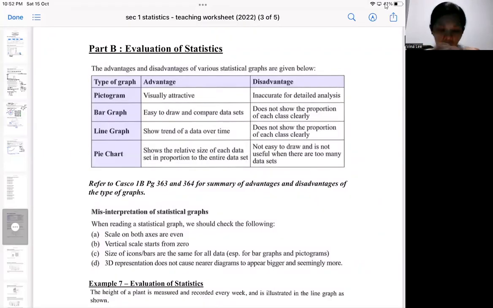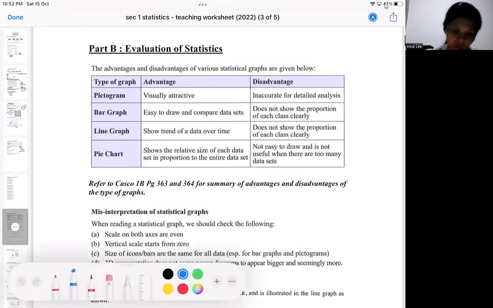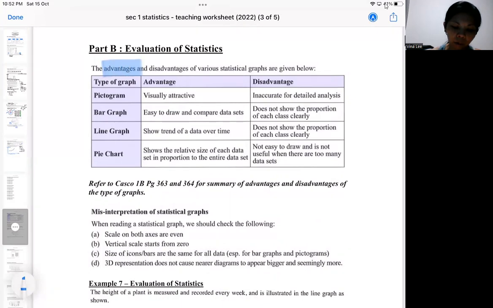So in this part of the statistics, after you have already learned how to represent data using various tools like pictogram, bar chart, and line chart, we need to learn how to evaluate the statistics. This table shows the advantages and disadvantages of each of the tools that we discussed. For example, the pictogram is visually attractive because you are using icons, so it can catch the reader's attention.